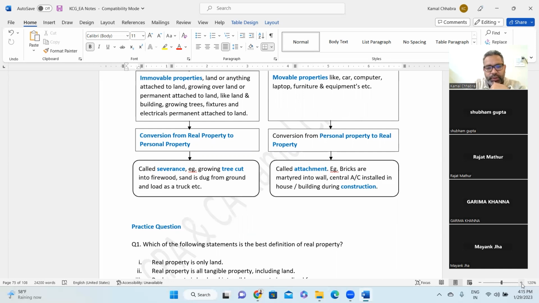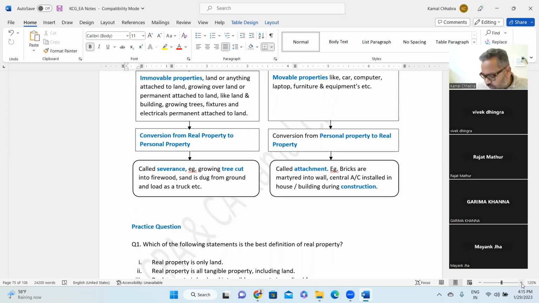Can we convert real property to personal property? Yes. Can we convert personal property to real property? Yes. What is the example? If we cut the trees and make something out of it, it converts into movable.